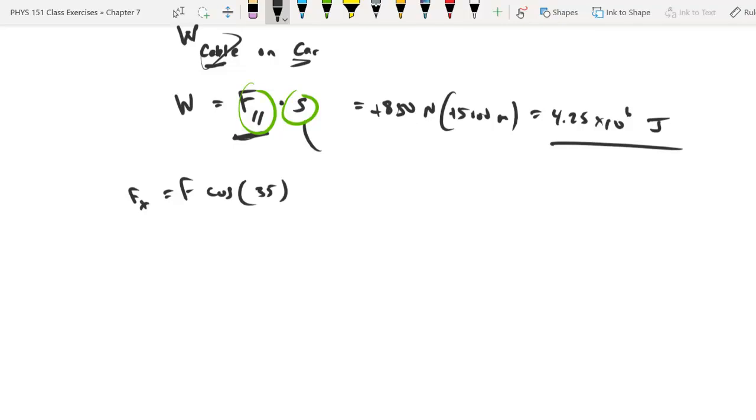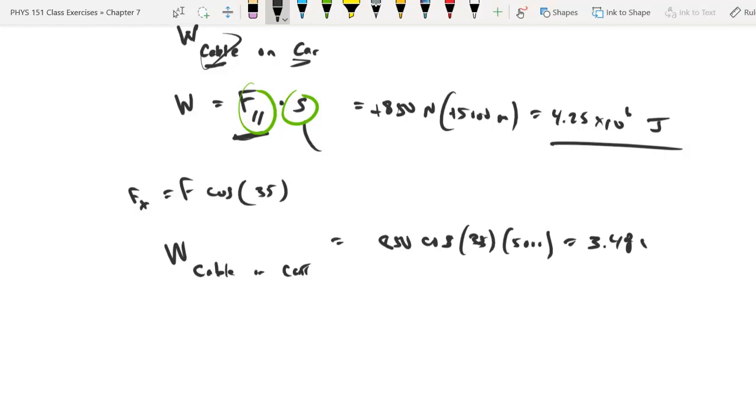So now in this part, the work done by the cable on the car is going to be equal to F cosine 35 times 5,000. So we have 850 cosine 35 times the 5,000 meters. And this comes out to 3.48 times 10 to the 6th joules, 3.48 million joules.